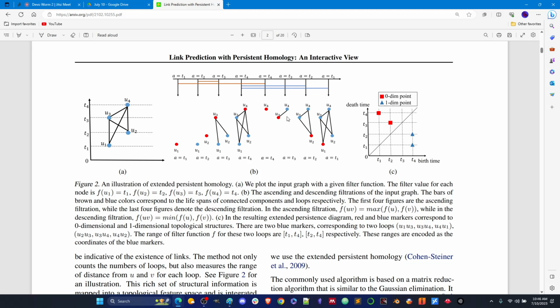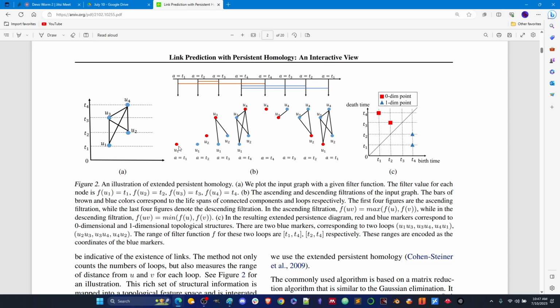And so A is where they plot the input graph of the given filter function. So they're plotting this over time. At different time points, these nodes appear and they are linked together in this way. The ascent in B shows the ascending and descending filtrations of the input graph. So they have filtrations of it by time. At each time you get a new node that pops up.